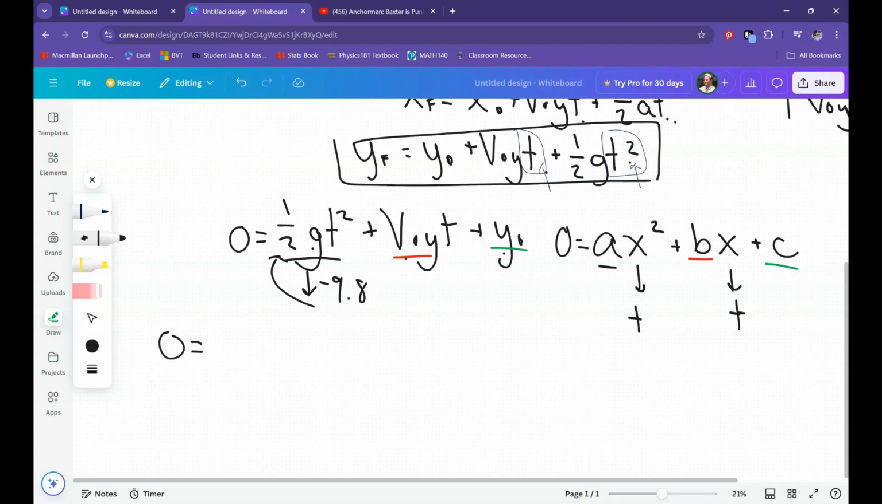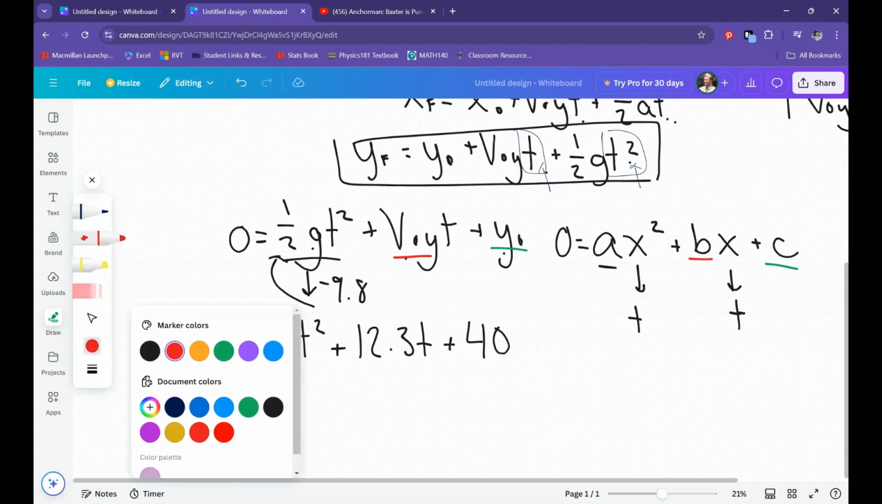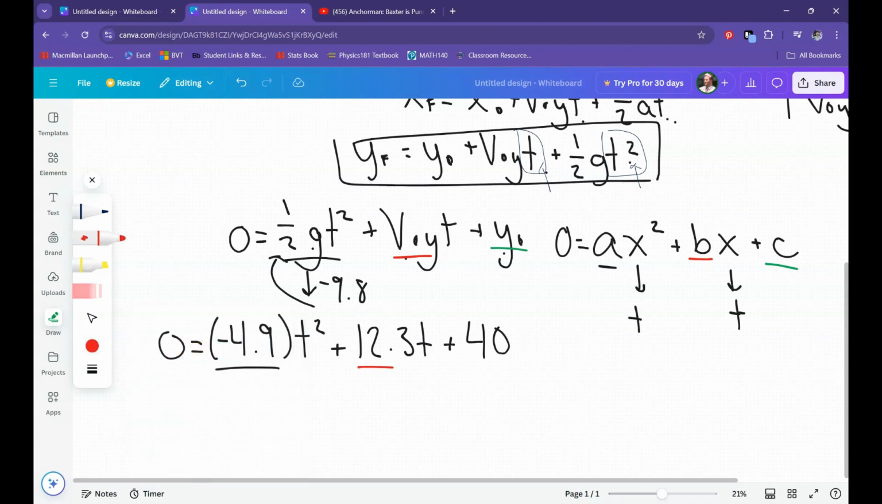We're going to have negative 4.9 t squared plus our v naught y, which was 12.3 t, plus our y naught, which was 40. Now we have our a value, our b value, and our c value.